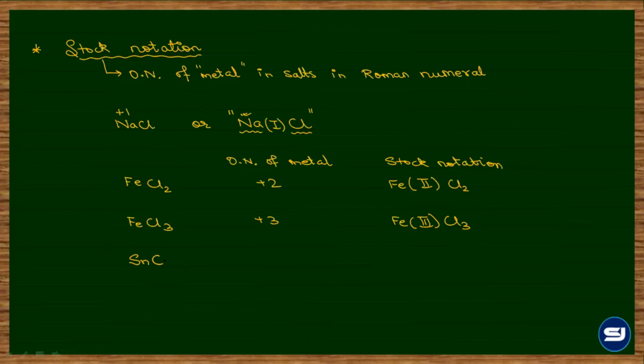ठीक है, फिर SnCl4 दिया हो तो what is oxidation state of the metal? Sn Roman number 4. Correct. +4 would be indicated as Sn(IV)Cl4. Then we can have AuCl3. Auric chloride बोलते हैं. Gold का aurum होता है ना? +3. So it will be written as Au(III)Cl3. So just remember that stock notation is the identification of oxidation number of metal in Roman numeral in the salts.